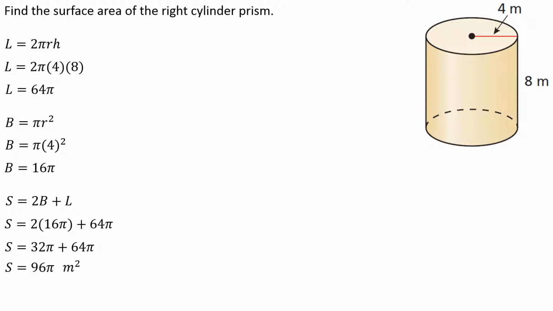That's an exact answer, 96 pi. If the directions request a decimal, I can always grab a calculator and go 96 times pi. I can use my pi button on my calculator if I want to be pretty precise. I can do 3.14 if I'm not quite so concerned about being quite so precise. And again, instead of putting meter squared, I could put square meters, right? SQM, however you want to put the label on there.